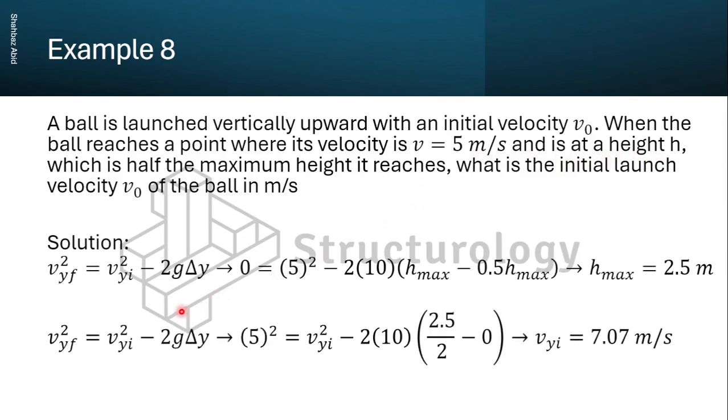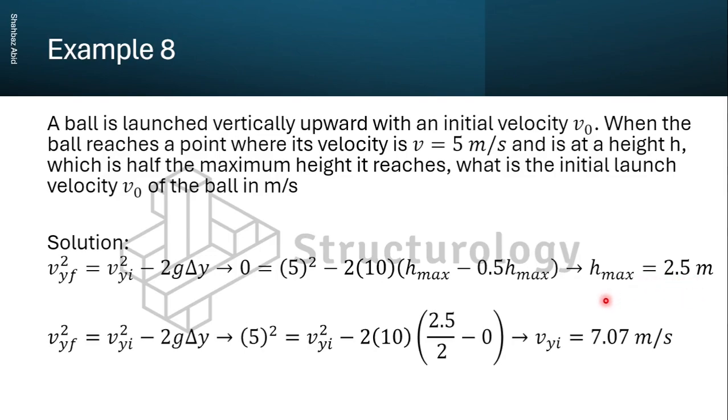We can use this equation of motion in which we are going to substitute the final velocity to be 0, initial velocity to be 5 and it's squared, minus 2 times g, which is 10, times the final position, which is h max, and the initial position is going to be half of the h max. We will find the h max to be equal to 2.5 meters.